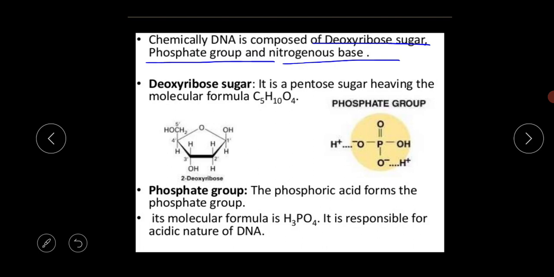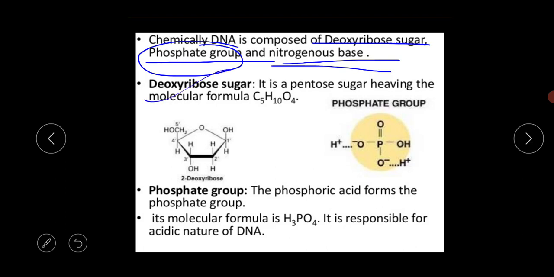In our body there are two types of sugar: the first one is deoxyribose sugar and the second one is ribose sugar. The second component is the phosphate group. This phosphate group acts as the backbone of the DNA strand, and the next one is the nitrogenous base. We'll discuss all of these in today's class.